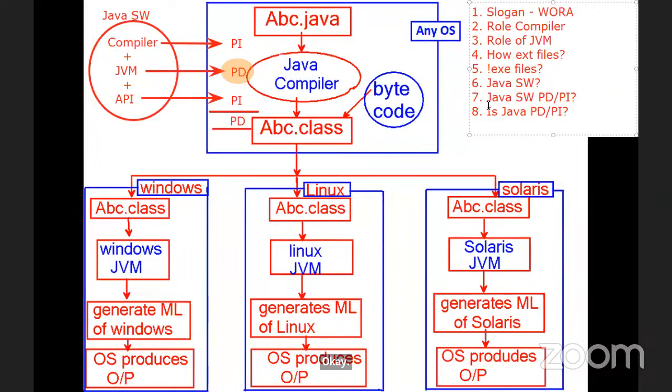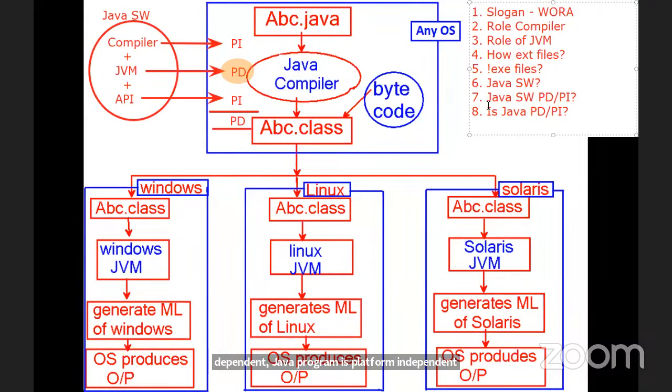Your point is platform independent from the software point of view, or the program point of view. But the interviewer is expecting a full answer. Java means two things: Java software and Java program. If the interviewer asks this question in a technical face-to-face round, you should answer. First smile, okay? Then say Java software is platform dependent. Java program is platform independent.